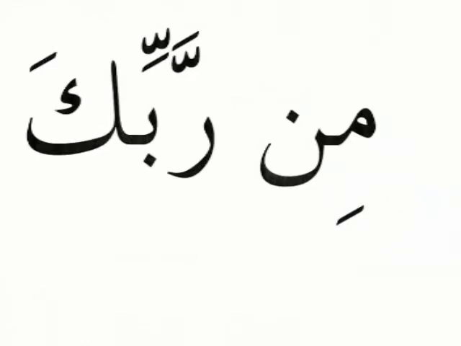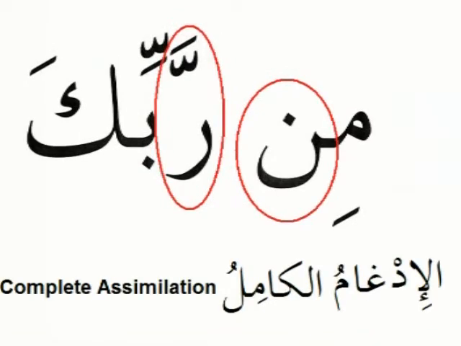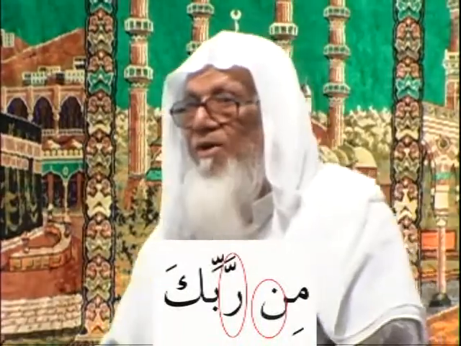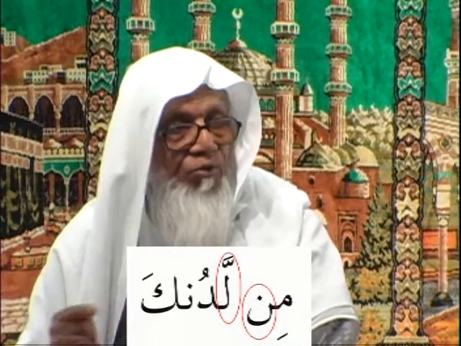Now, if we have noon without a sukoon, and the next letter has a shadda, that means noon is assimilated in the following letter. So you don't pronounce min rabbika, you say mir rabbika. Mil ladunka, min ladun, mil ladun.